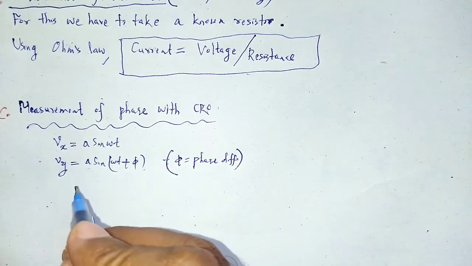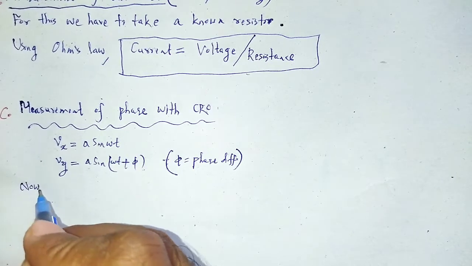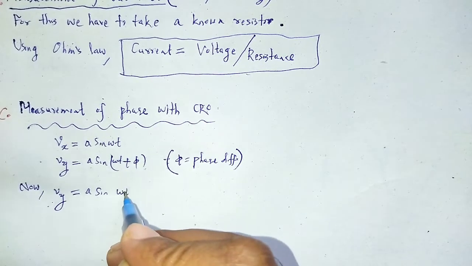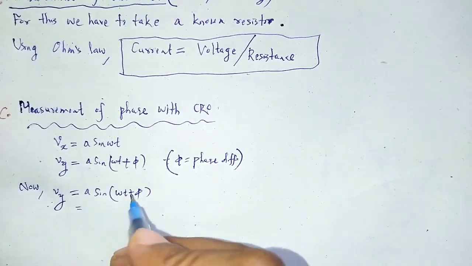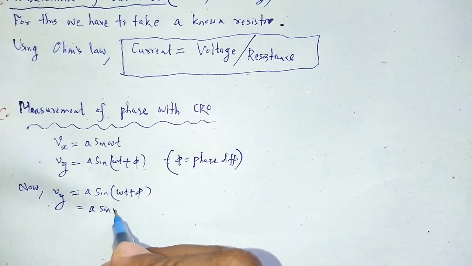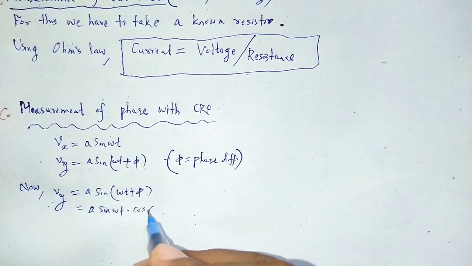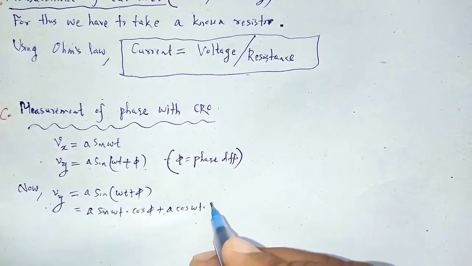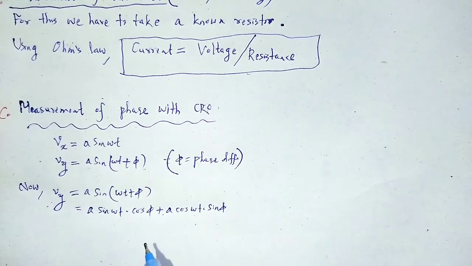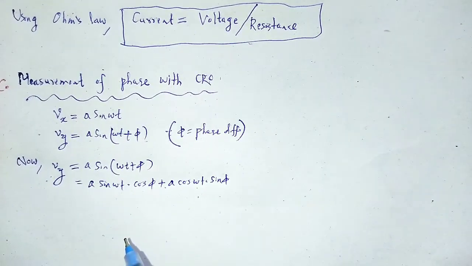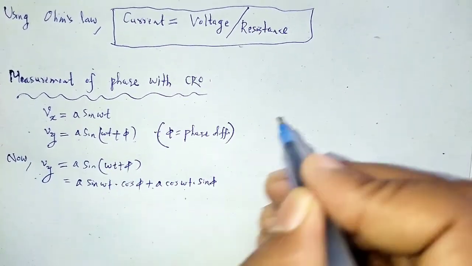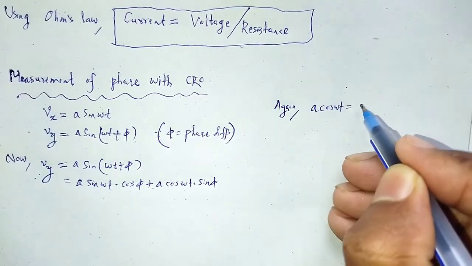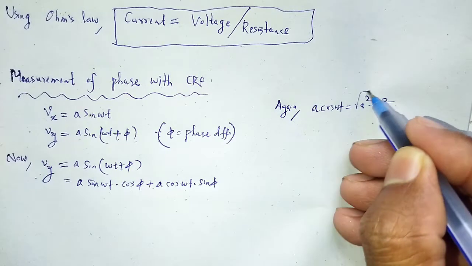Now Vy = a sin(omega t + phi). Using sin(a + b) = sin a cos b + cos a sin b, we get sin omega t cos phi plus cos omega t sin phi. Again, we have a cos omega t equal to the square root of a square minus Vx square.